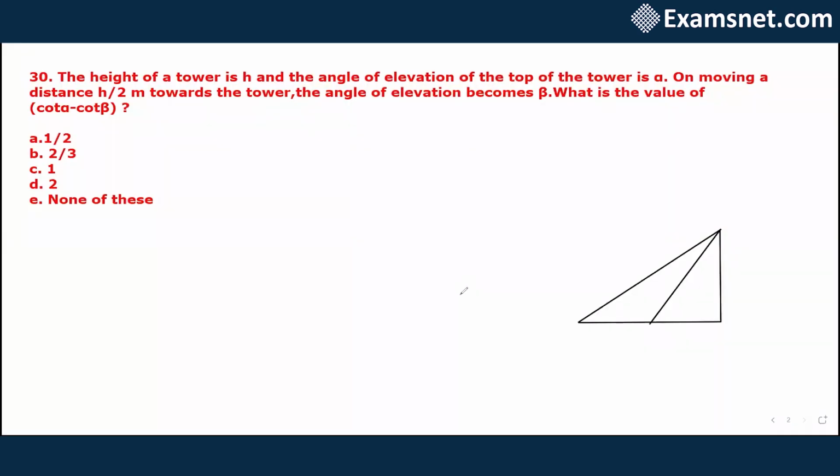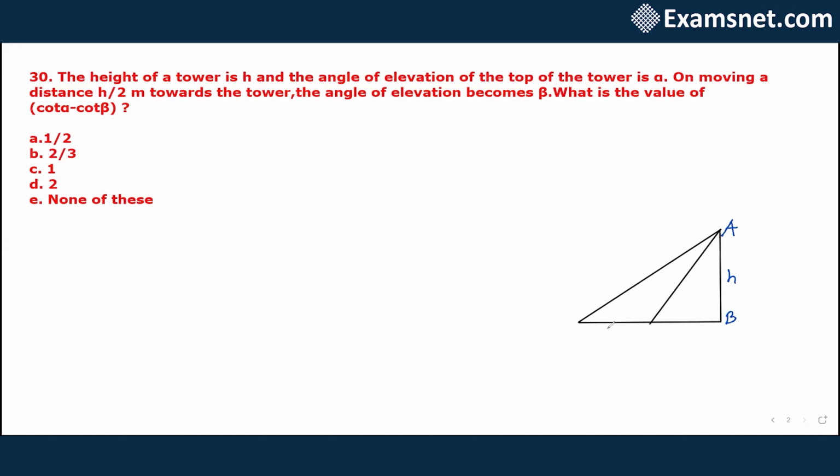Question number 30 states that the height of a tower is h and the angle of elevation of the top of the tower is alpha. On moving a distance h by 2 meters towards the tower, the angle of elevation becomes beta. What is the value of cot alpha minus cot beta? Look here, AB refers to the tower. Already it's given the height, that is h meters.